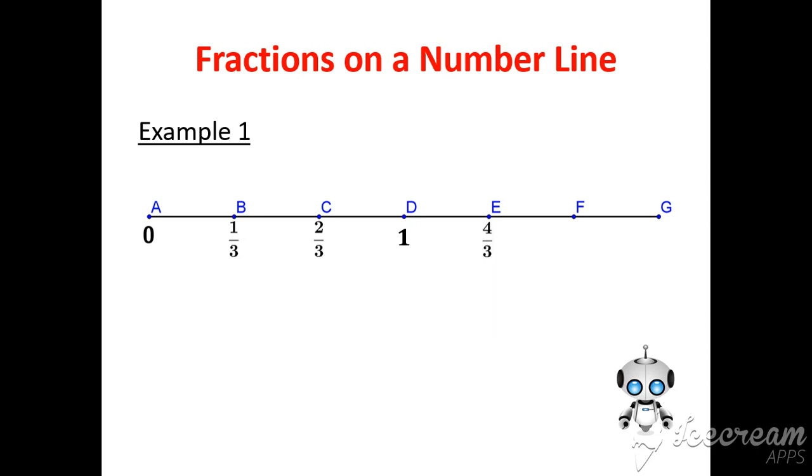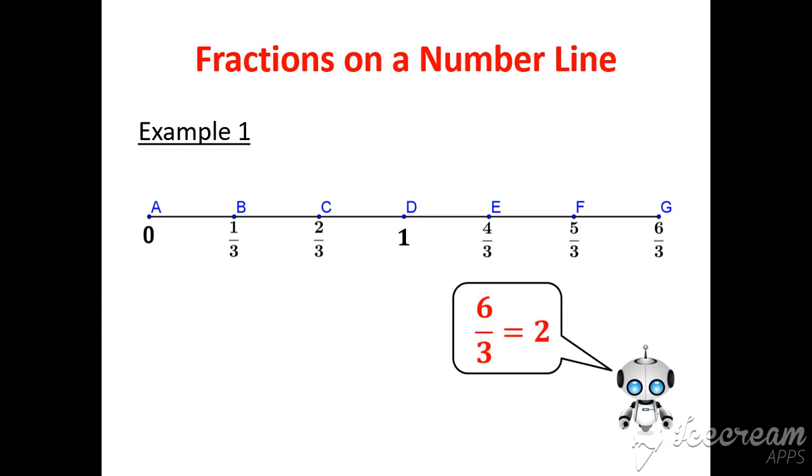So let's keep going. 4/3, 5/3, and G must be 6/3. But remember, 6 divided by 3, or 6/3, is the same as 2 whole. So I'm going to change 6/3 to 2 whole. So that's how I would split this up and write down each of the fraction parts that are missing.